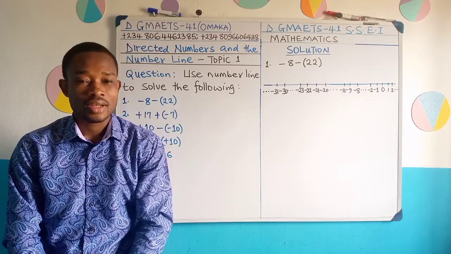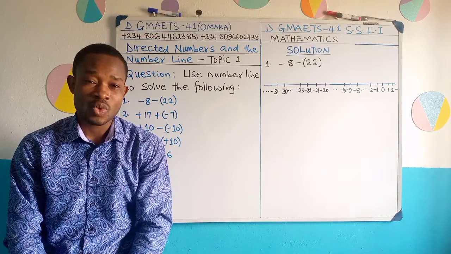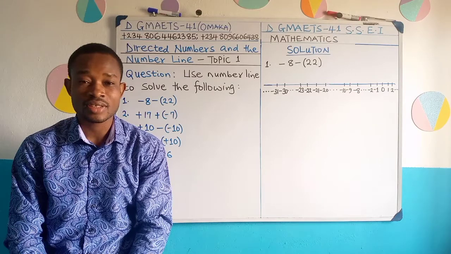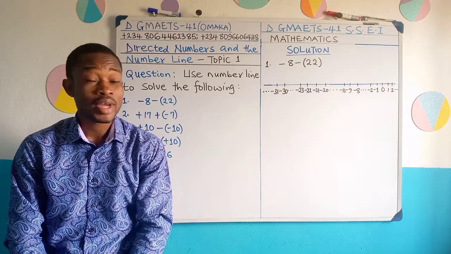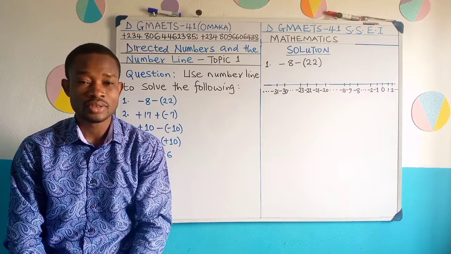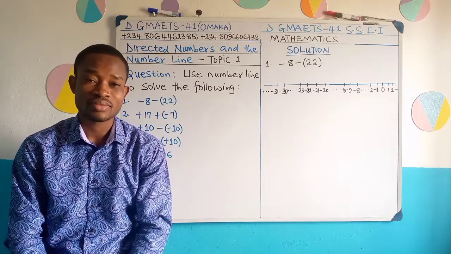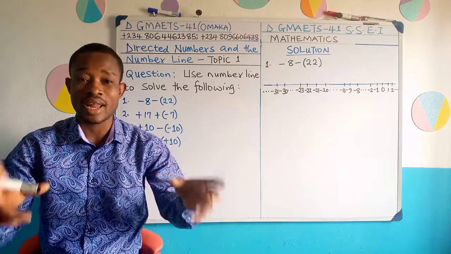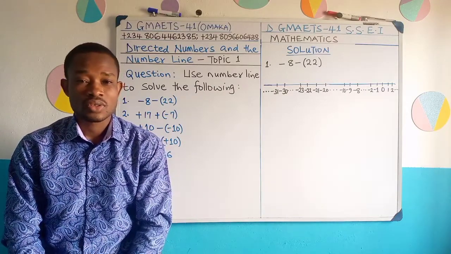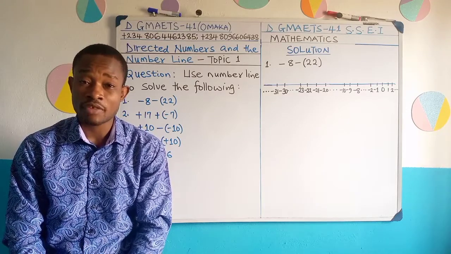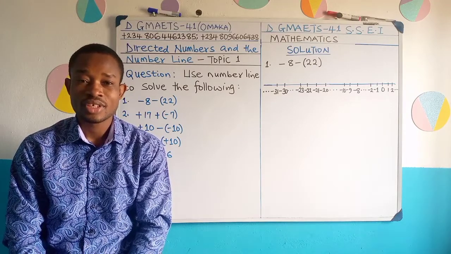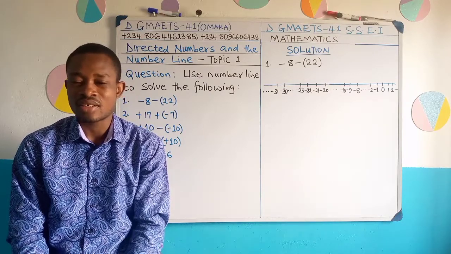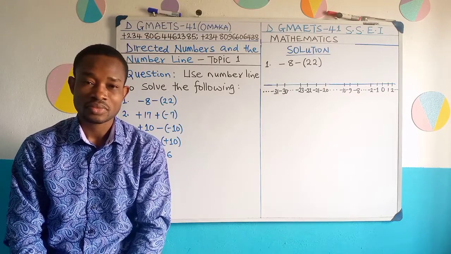In this topic, directed numbers and number line, what are the objectives? What are the things you're expected to learn at the end of this topic? When we are done with this topic, you should be able to identify directed numbers. You should know how directed numbers move on a number line. And of course, you should be able to solve problems using number lines. The problems you solve in this case are directed number problems.